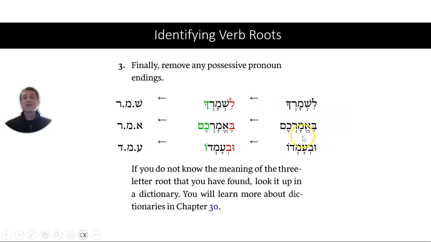Or here's another example. We have be'emorchem. You want to remove the beit. That's a preposition. Remove the chem. That's a 2mp pronoun ending, and we're left with amar. Or uv'omdo. Again, remove the shurik. That's the vav conjunction. Remove the beit preposition. Remove the 3ms pronoun suffix, and we're left with ayin mem dalet. Again, that's the form you can go and look up in a lexicon or a dictionary.